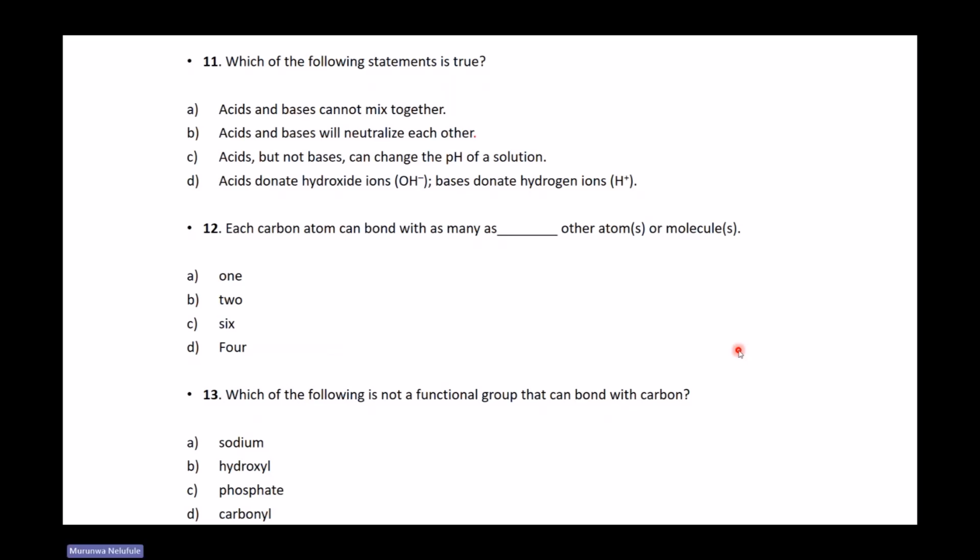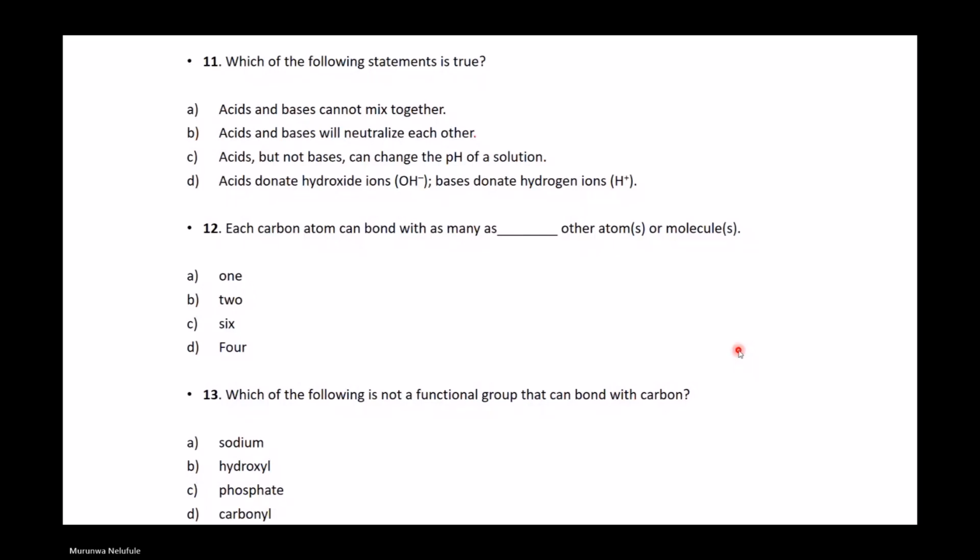Do you have a reason why? Yes. I think the answer is B because acids and bases can mix, and acids do change the pH of the solution as well as bases. The pH of the solution will increase instead of decreasing, just like acids.